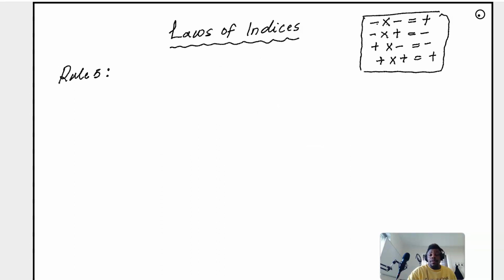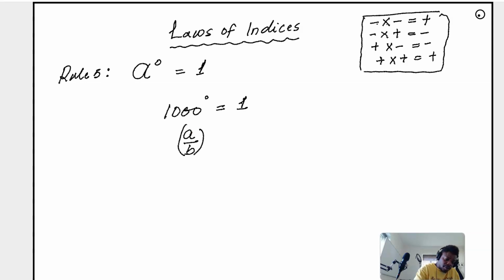Easy. Now, rule 5. A raised power 0 is equal to 1. This is the simplest rule of indices. Anything raised power 0 is 1. For example, 1000 raised power 0 is going to be 1. A over B raised power 0 is going to be 1. You can see the power is 0, the power is 0. So anything raised power 0 is 1.